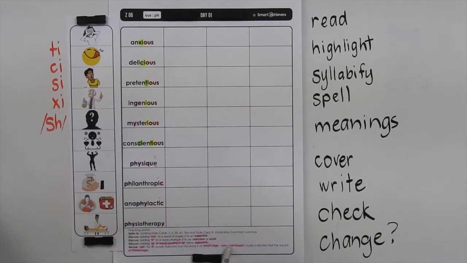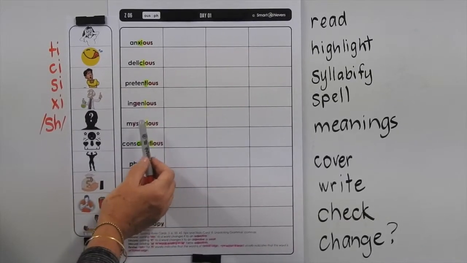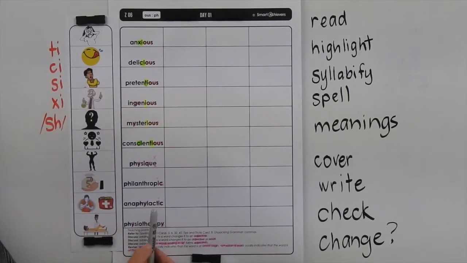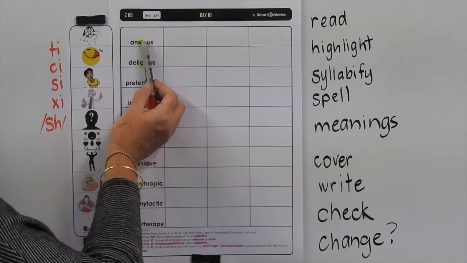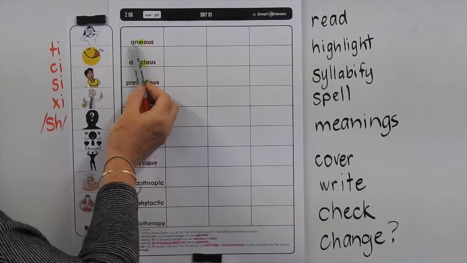PH for F usually indicates that the word is of Greek origin. And when you have a Y within a word, that also indicates that the word is usually of Greek origin. So we've got that in the middle of anaphylactic and physiotherapy and physique and mysterious. So quite a few of these words are of Greek origin. Now, don't forget the I before the os in all of these words because you need to hear it.